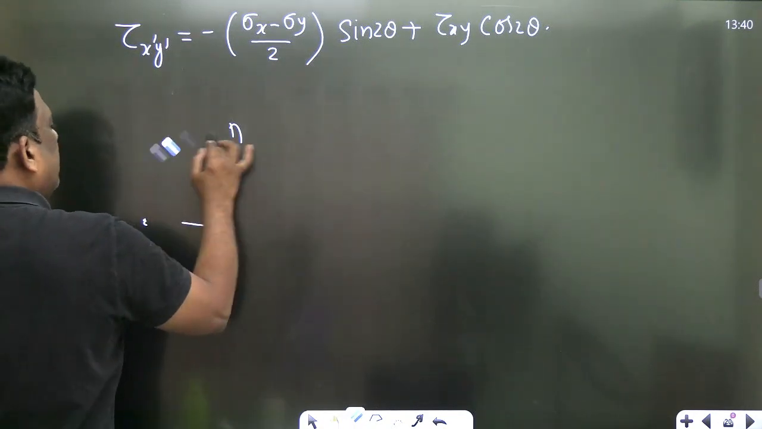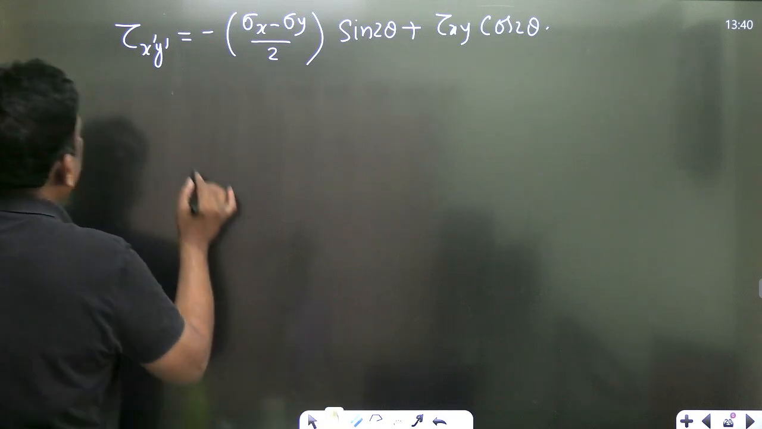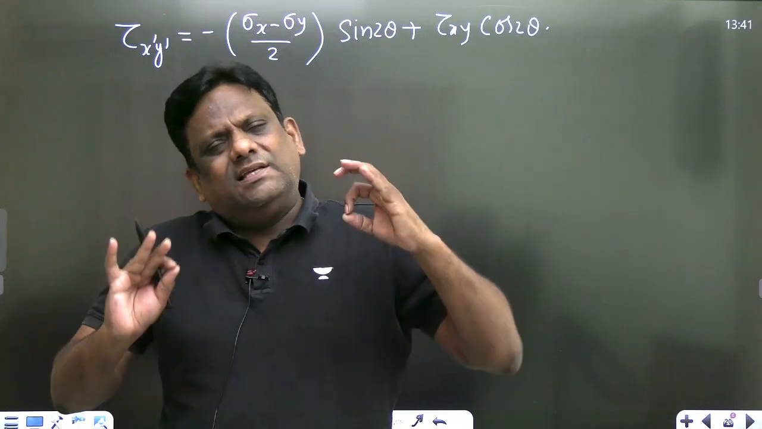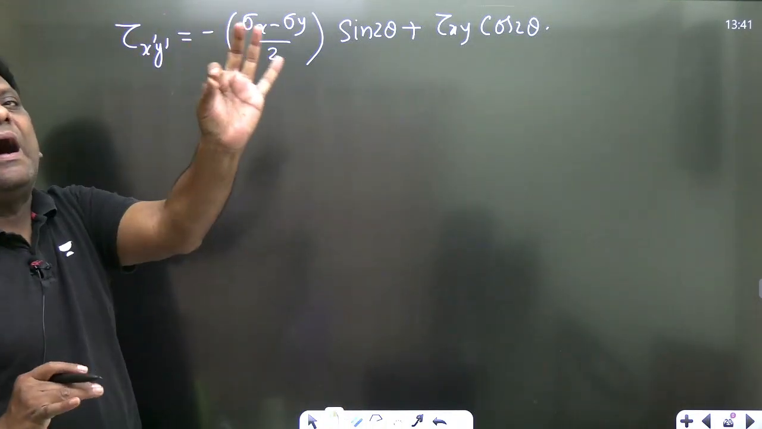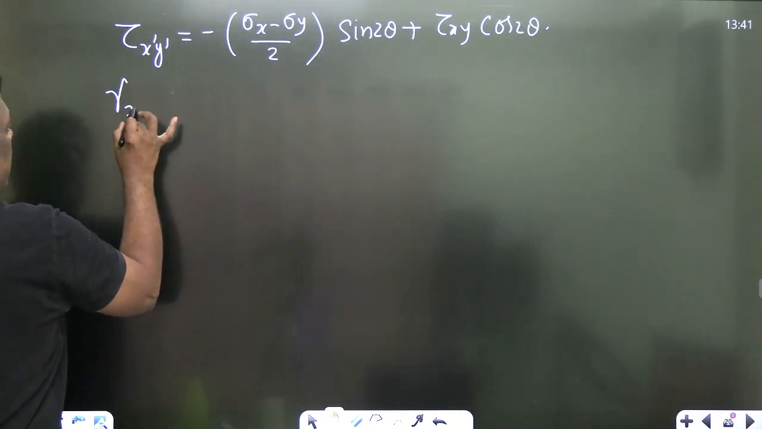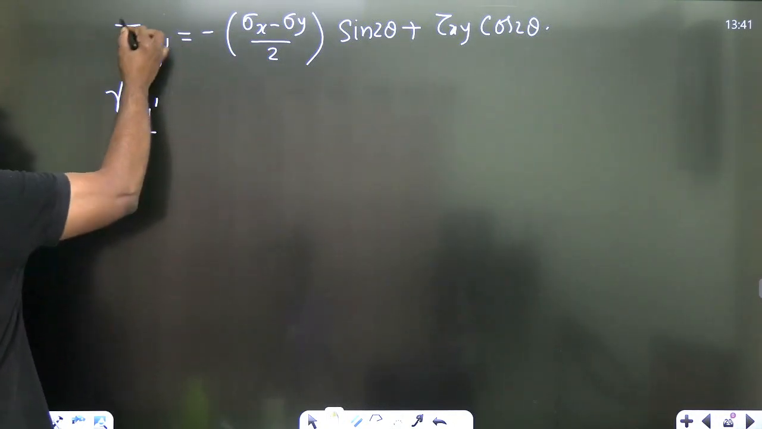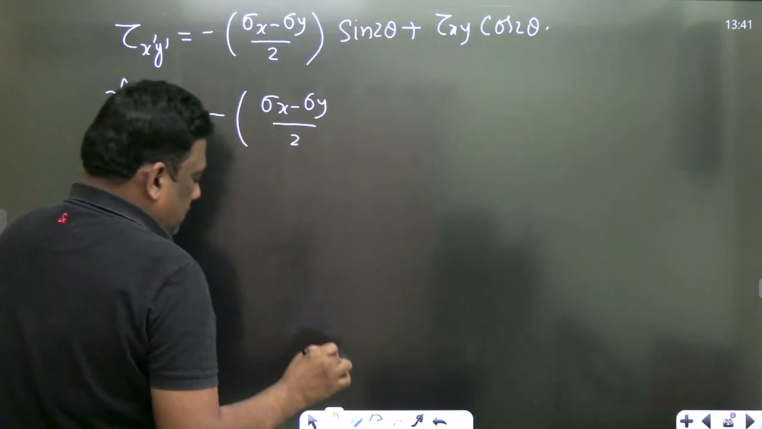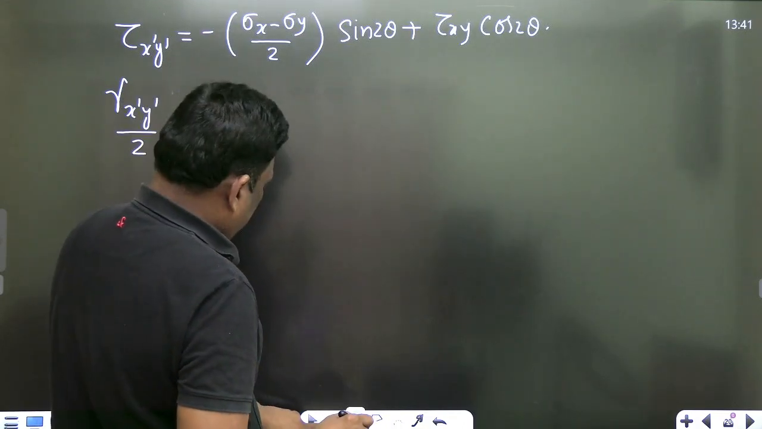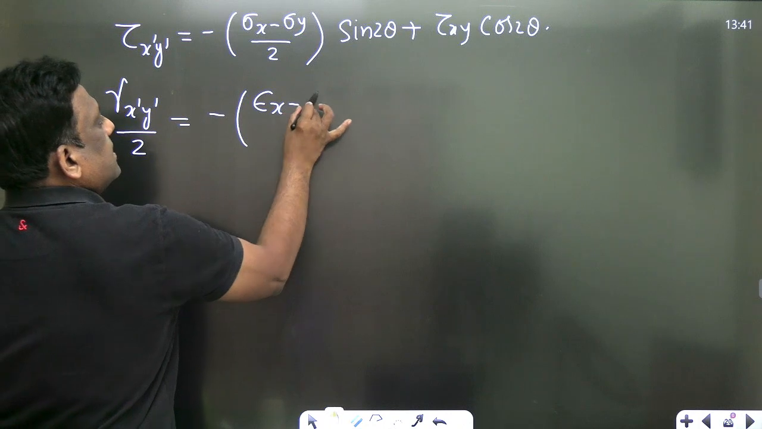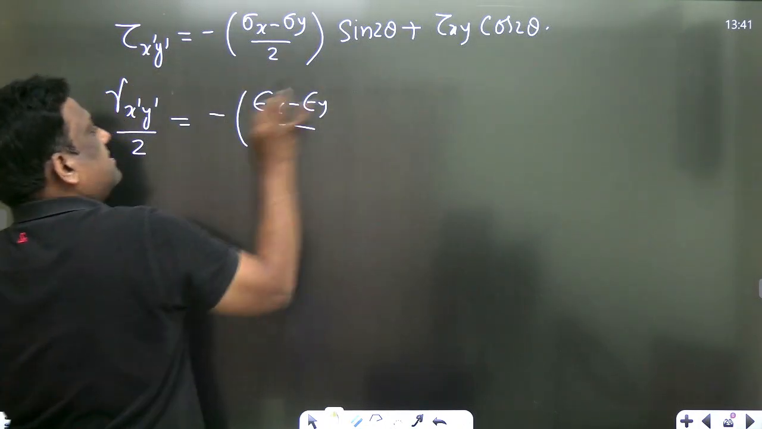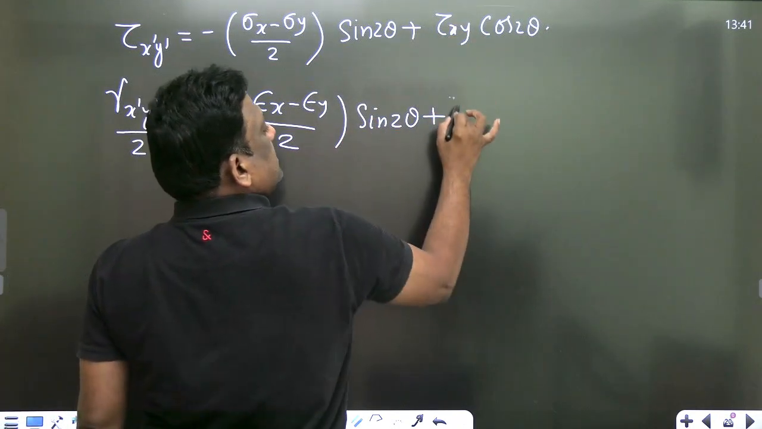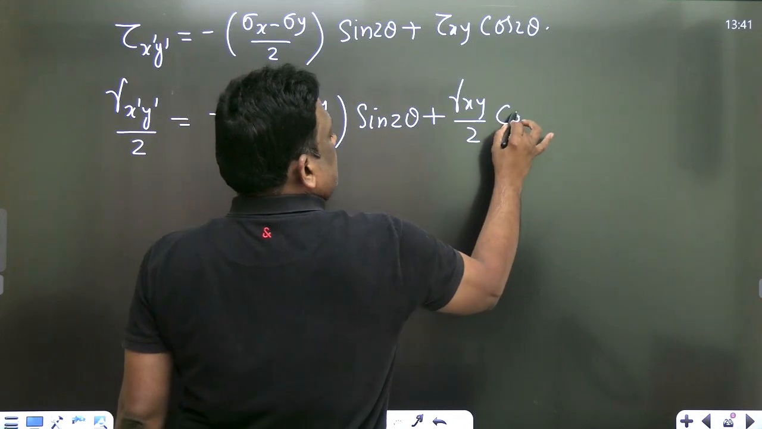एक second रुको sirs. I will tell you very clearly. Don't worry at all. Wherever tau is coming, I taught you very clearly in my plus classes why it is taken. क्यों लिखना है? Wherever tau is coming, gamma by 2. Minus of epsilon x minus epsilon y by 2 into sine of 2 theta, where this is in terms of shear strain. Wherever tau is coming, gamma by 2. Excellent, sirs. No problem at all.